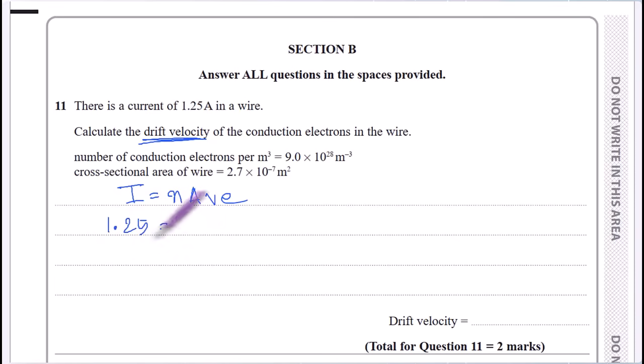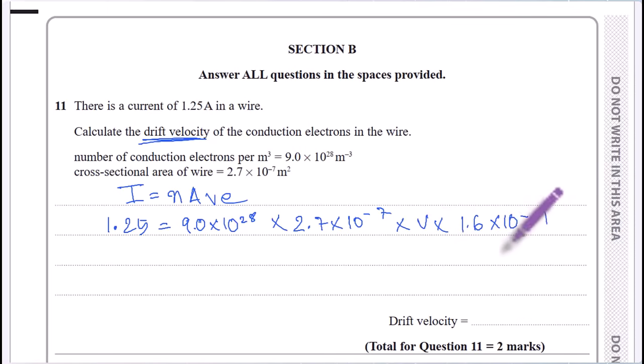I is 1.25. n is the number of conduction electrons per meter cube. There is another name for this as well. This is called charge carrier density, and that value is 9.0 times 10 to the power 28. The cross-sectional area is also given, which is 2.7 times 10 to the power minus 7. A and v, this is what you have to find out. And you should have memorized the charge of an electron, that is 1.6 times 10 to the power minus 19.